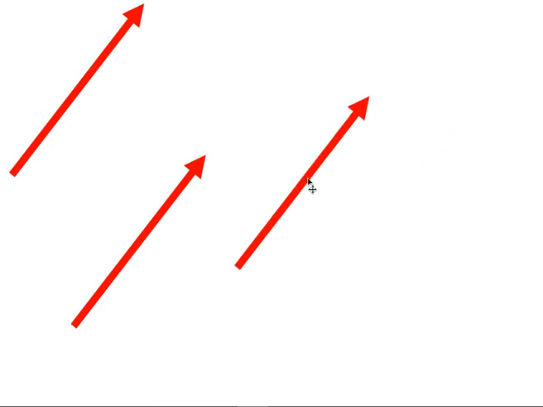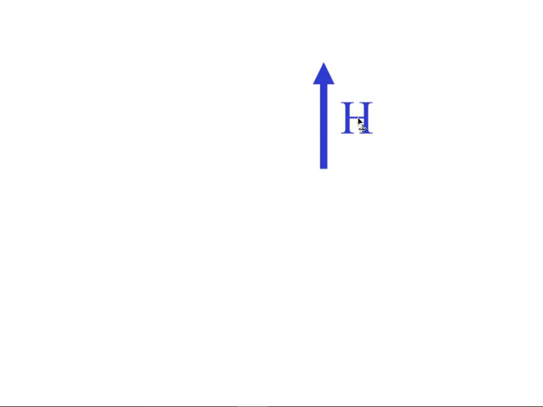Only size and direction. In particular, it does not have location. So this vector is exactly the same vector as that vector, and so is this one. That where you draw it doesn't matter. As long as it has the same size and direction, it is the same vector. And you will do a lot of moving vectors around. And when you do so, you must preserve the size and direction, or you are not working with the same vector anymore.